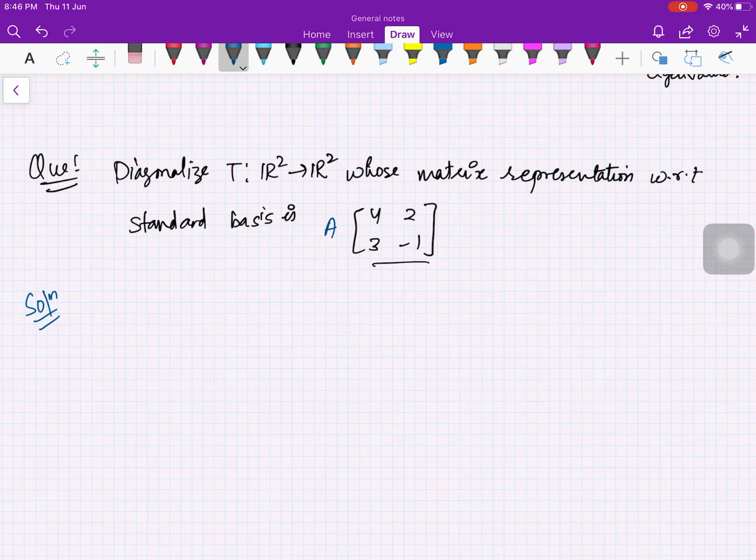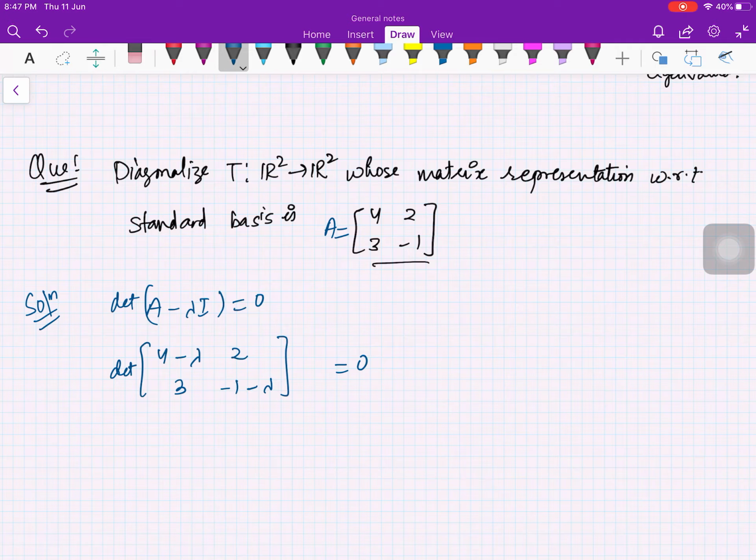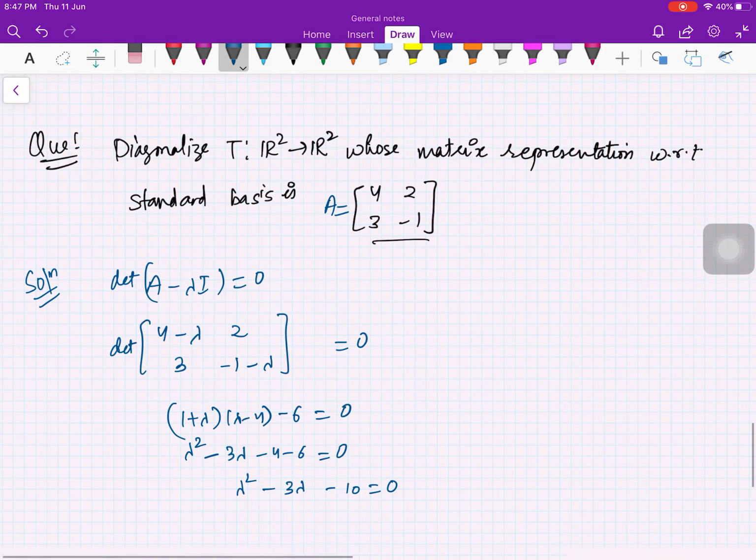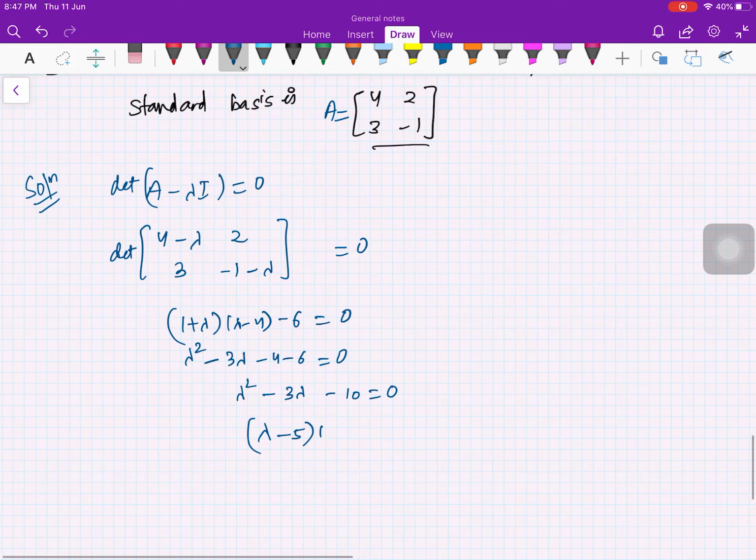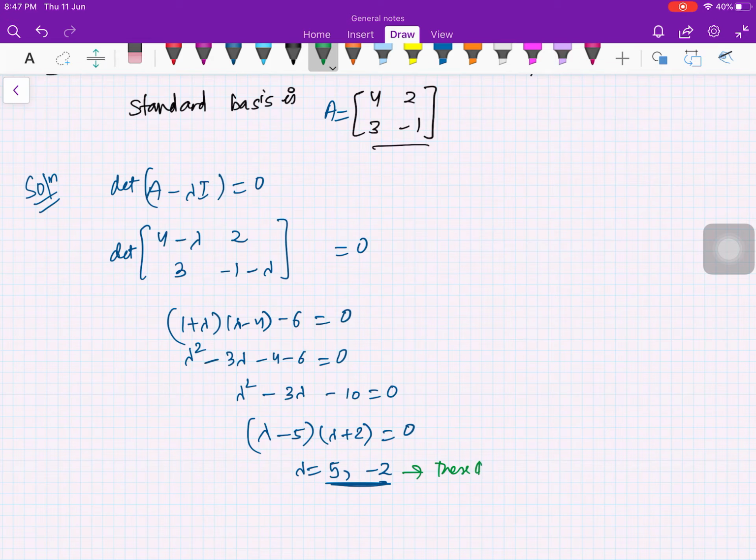So you will find out the eigenvalues. For that, this is your matrix A. So the determinant of A minus lambda I equal to 0. That will give you the determinant of 4 minus lambda, 3, 2, minus 1 minus lambda equal to 0. So from here you will get 1 plus lambda minus 4 lambda minus 6 equal to 0. So this is lambda square minus 3 lambda minus 4 minus 6 equal to 0. So lambda square minus 3 lambda minus 10 equal to 0. Now you can make the factors, lambda minus 5, lambda plus 2 equal to 0. So you have lambda equal to 5, minus 2. So these are the two distinct eigenvalues.